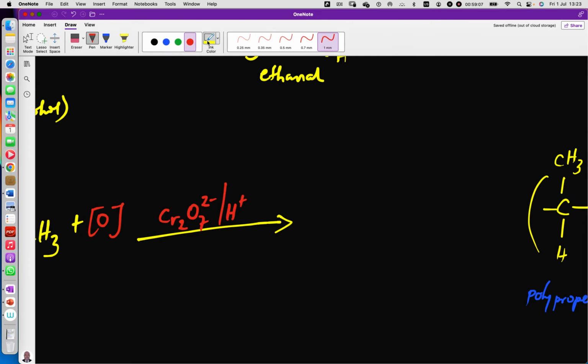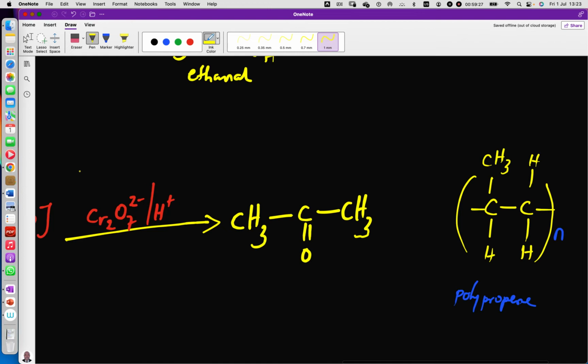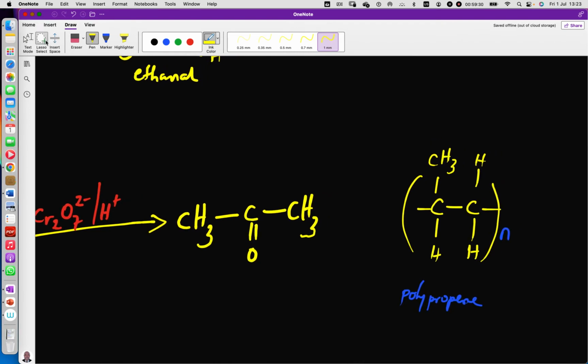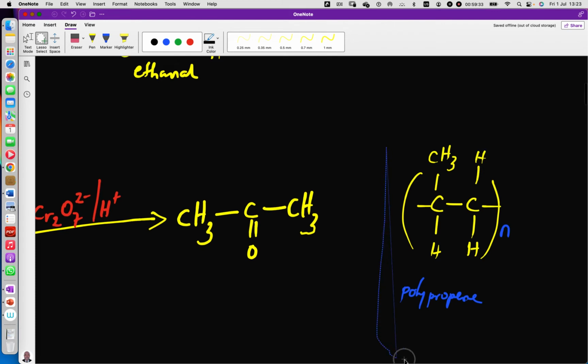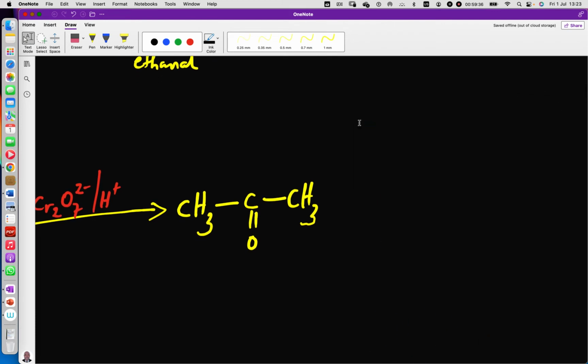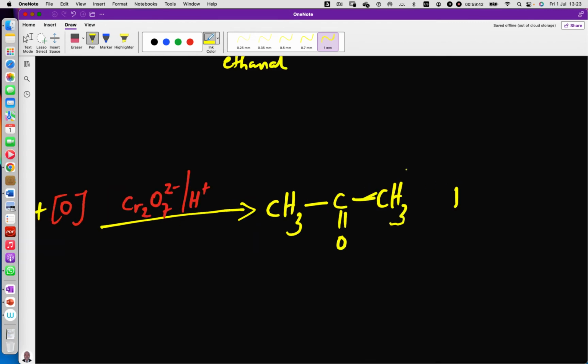Under this condition, we are going to have secondary alcohol oxidized to ketone. Secondary alcohols are oxidized to ketone plus water. Secondary alcohols are oxidized to ketone plus water.